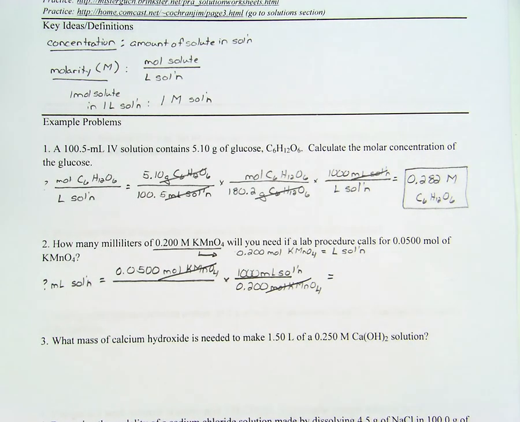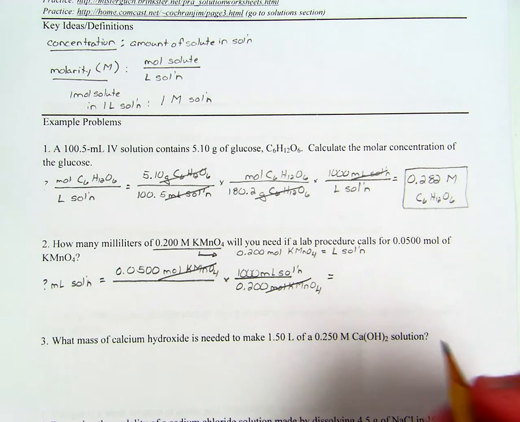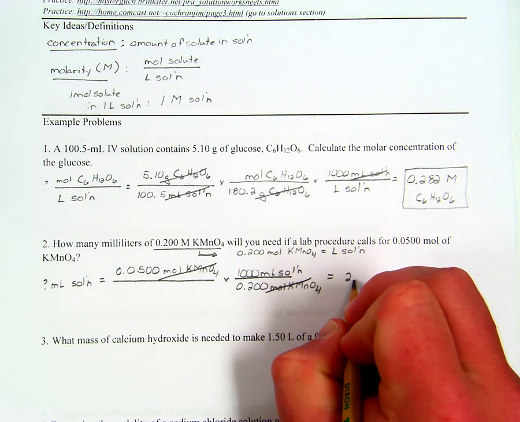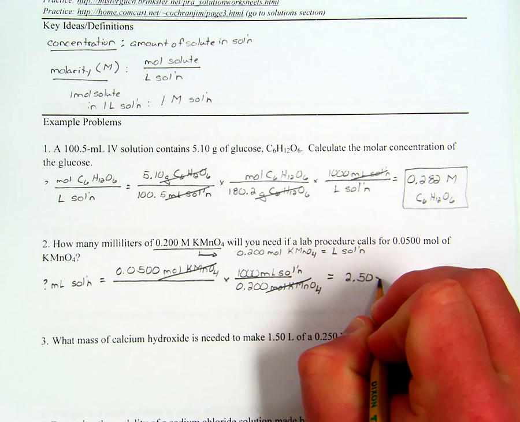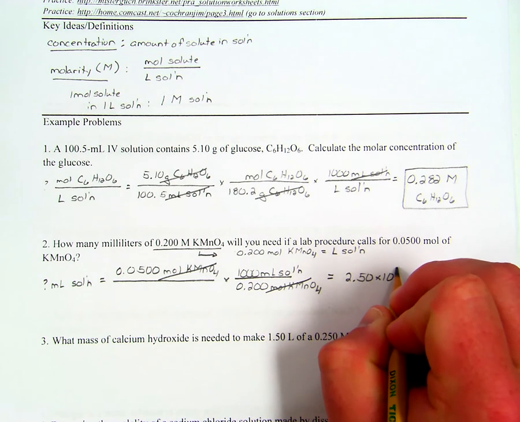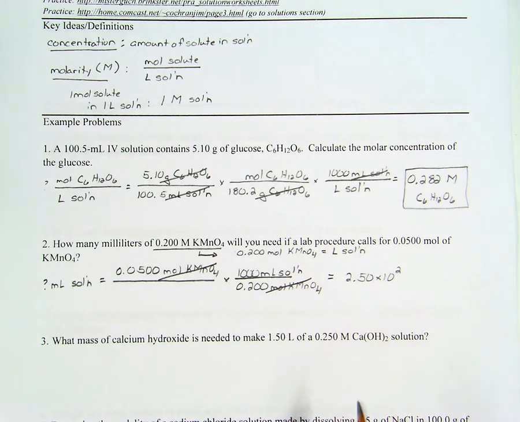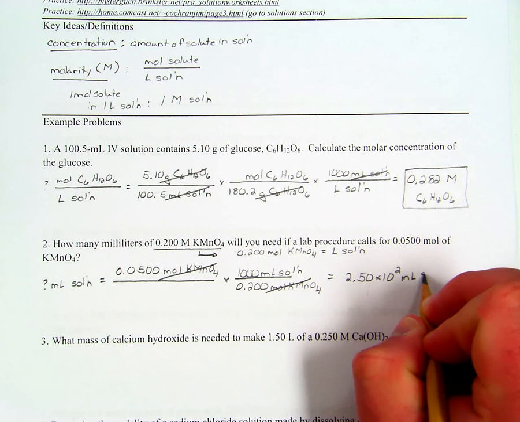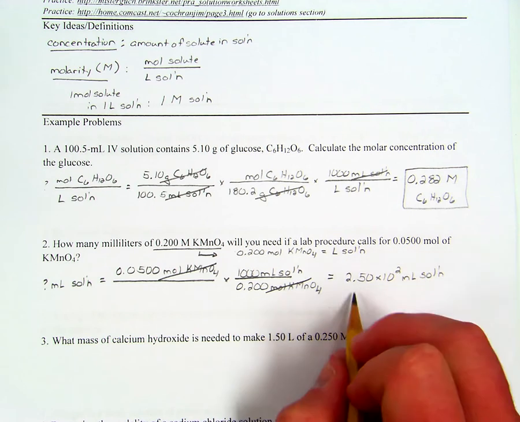I believe we should get an answer here of 2.50 times 10 to the second, or that would be 250 milliliters. I wanted to write it in scientific notation, though, to show that I had 3 sig figs there. I'll finish it out here, milliliters of solution. And there's our answer.